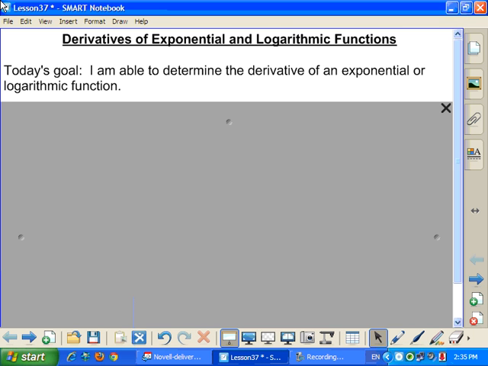All right, welcome to lesson 37, derivatives of exponential and logarithmic functions. So what's the goal today? I can determine the derivative of an exponential or logarithmic function. I don't need to be able to identify them, because you should be able to identify exponential and logarithmic functions by sight. Now it's just being able to actually determine the derivative of each.